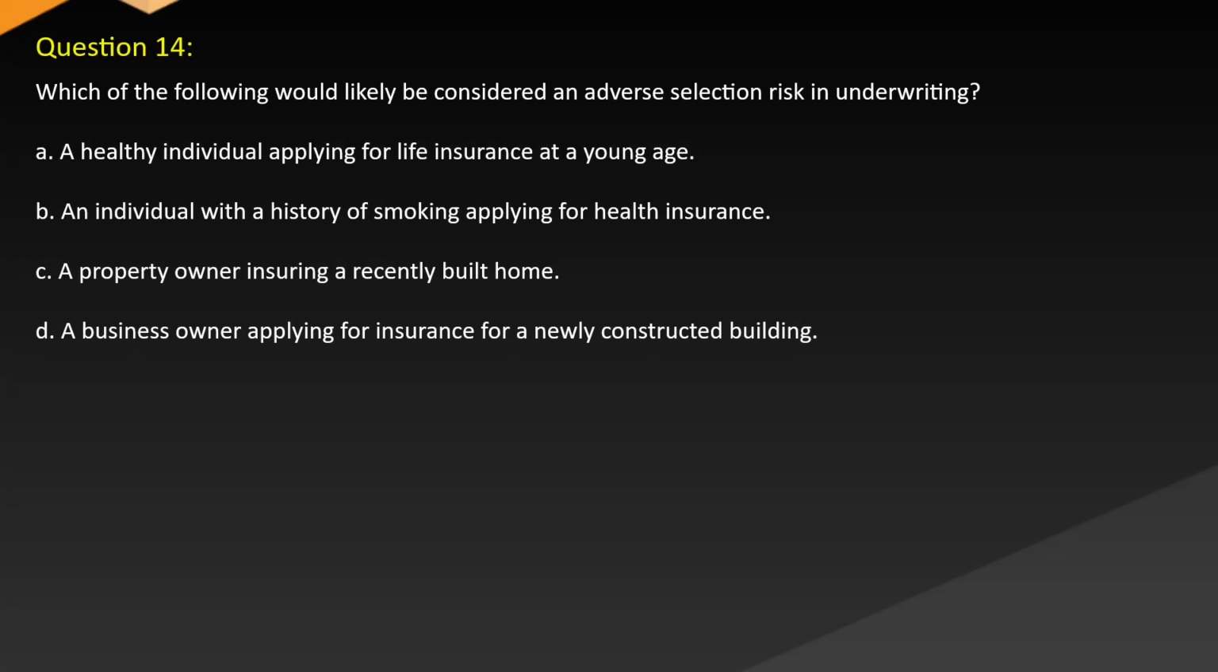Question 14. Which of the following would likely be considered an adverse selection risk in underwriting? A. A healthy individual applying for life insurance at a young age. B. An individual with a history of smoking applying for health insurance. C. A property owner insuring a recently built home. D. A business owner applying for insurance for a newly constructed building.